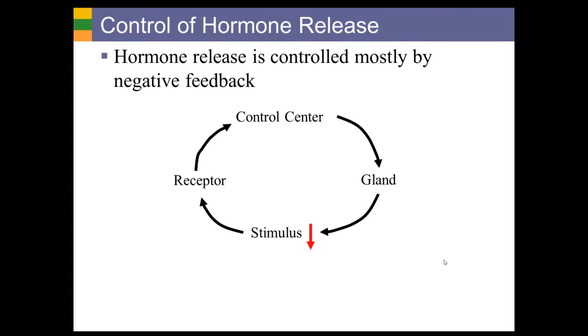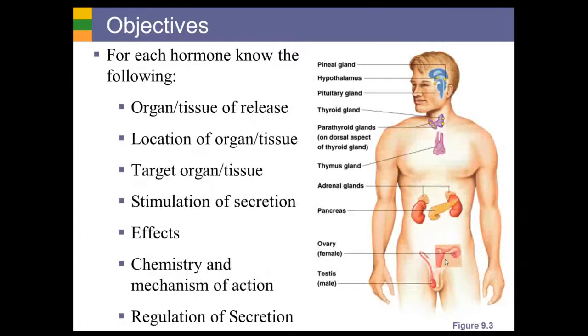Now, in terms of what you are required to know for each hormone, this is your list. For each hormone that we're covering, you need to know the organ that releases it, and where that organ is located. I mean in general where it's located. Like, I want you to know that the adrenal gland is found on top of the kidneys. We're not covering the endocrine system in lab, so in lecture, I do expect you to know in general where it's located in the body.